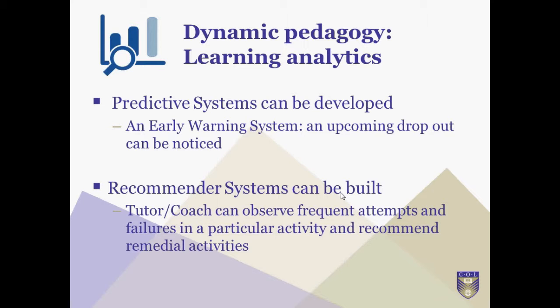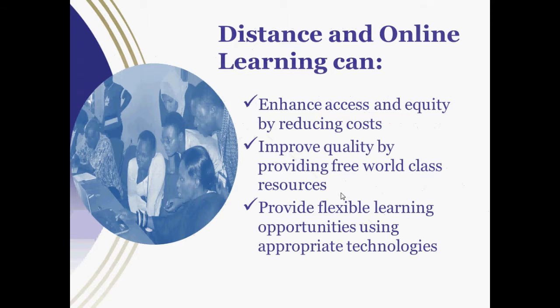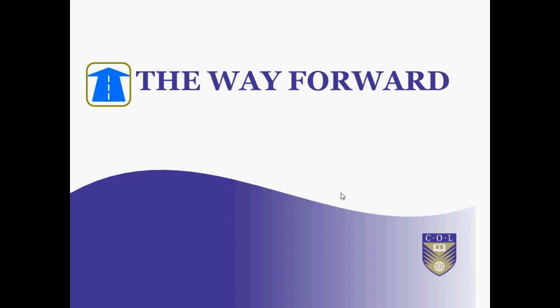So as we have seen, distance and online learning have grown and evolved over the last 50 years, keeping pace with and taking advantage of the various technologies. Distance and online learning have also opened up access to millions of learners and are a viable option for addressing issues of access, costs, equity, and quality. What then is the way forward for agricultural higher education in the 21st century? Non-traditional educational models supported by developments in technology will definitely have a major role to play.